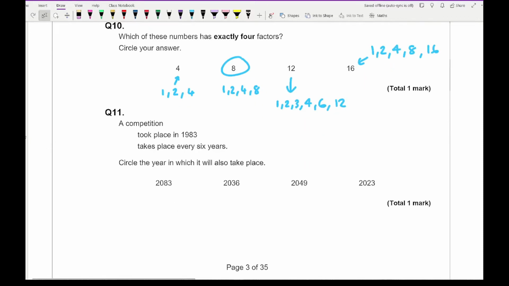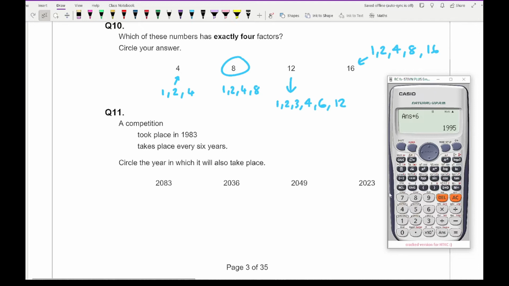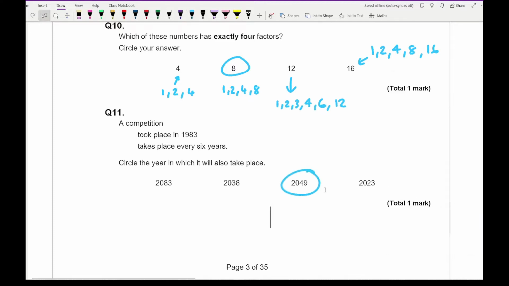Then moving on to question 11, it says a competition took place in 1983. It takes place every 6 years. Circle the year in which it will also take place. Now for this I would use my calculator, and I'm going to type in 1983, which is the starting year, press equals, and then add 6 years to it. Now I'm going to keep pressing equals until one of these 4 numbers appears. And if I quickly glance over and try to find it, it's going to be 2049, so that's the one I need to highlight.